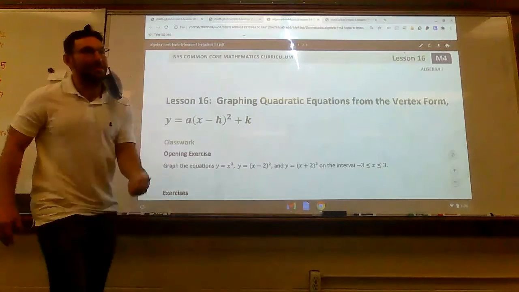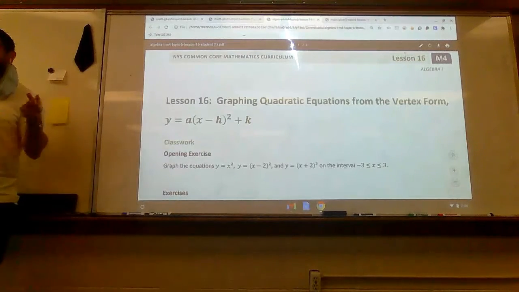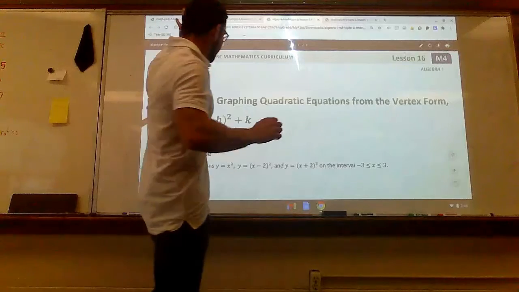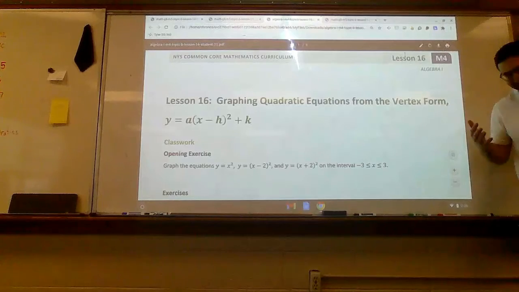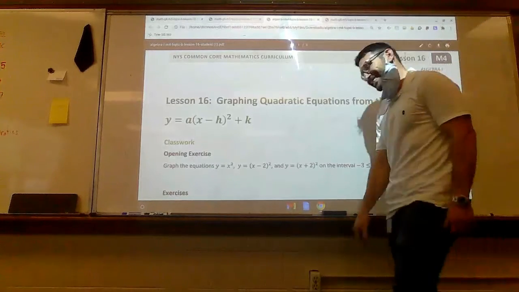The slope and the y-intercept. Hence the name slope-intercept form. If this is vertex form, what do you think we're guaranteed to know from vertex form? It has a vertex. Yes, Sarah. It has a vertex.